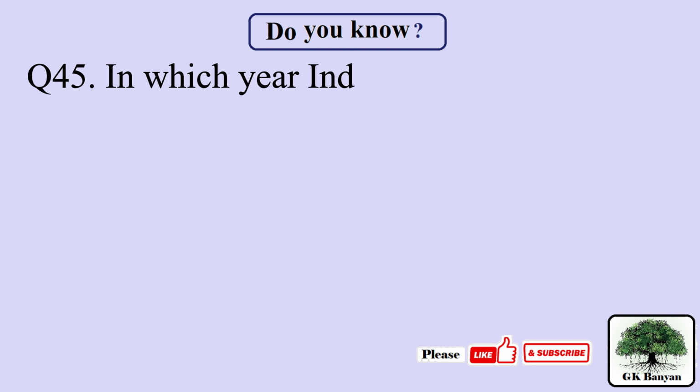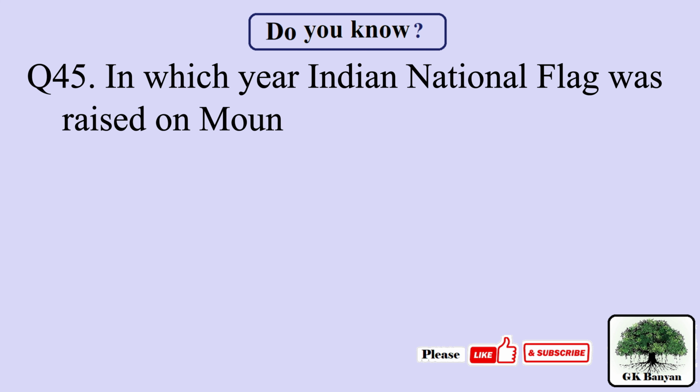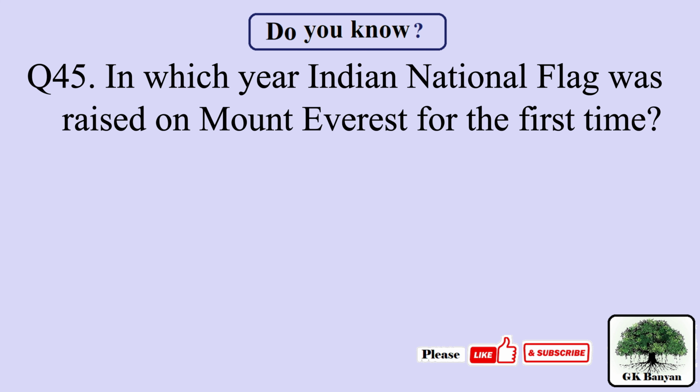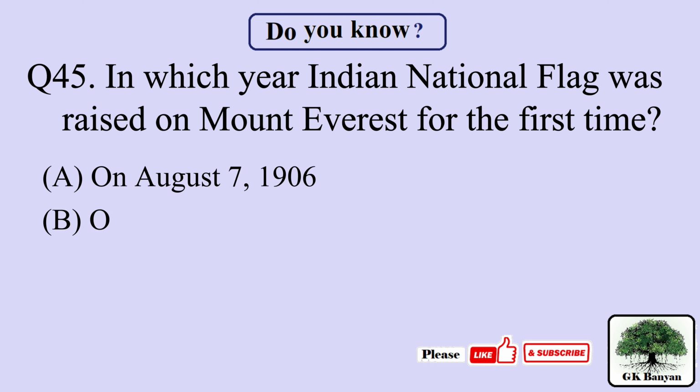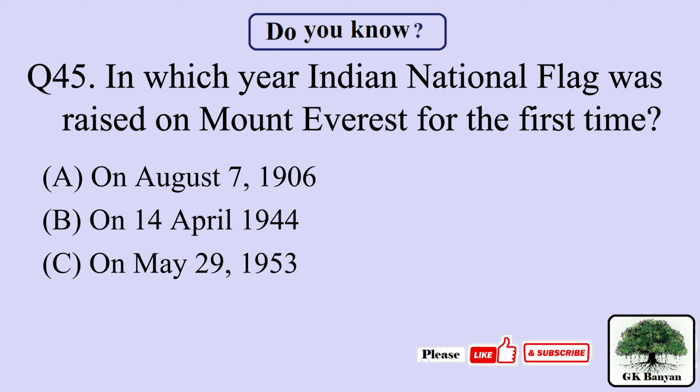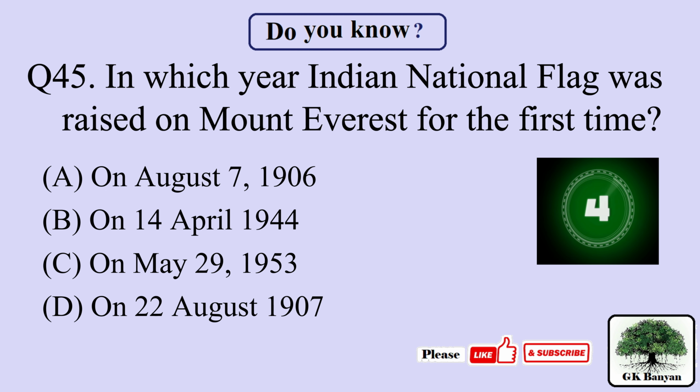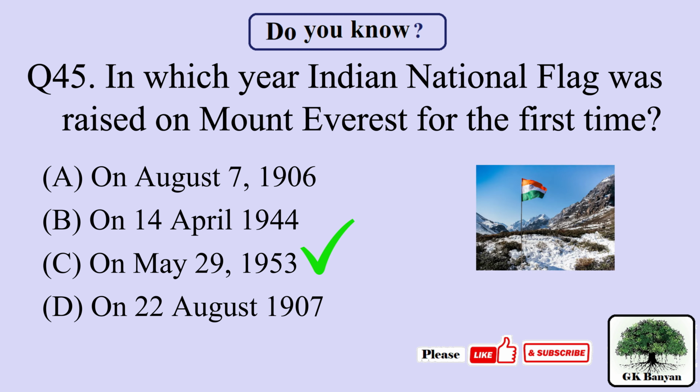Question 45. In which year was the Indian national flag raised on Mount Everest for the first time? Your options are A. on August 7, 1906, B. on 14 April 1944, C. on May 29, 1953, D. on 22 August 1907. Your time starts now. 5, 4, 3, 2, 1. The right answer is C.